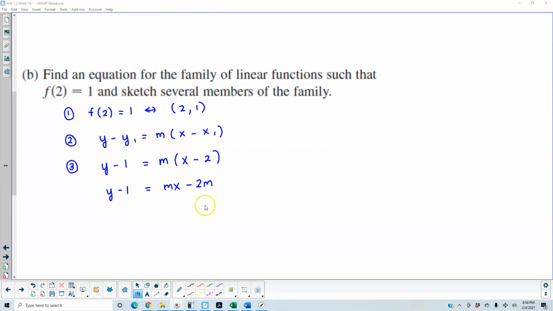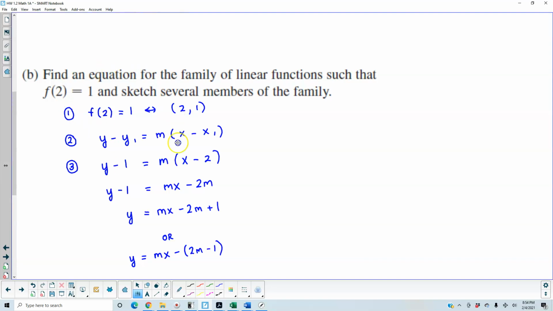And now to solve for y, we'd have to add 1 to both sides. So y is going to equal mx minus 2m plus 1. Or we can say that y is equal to mx minus 2m plus 1.